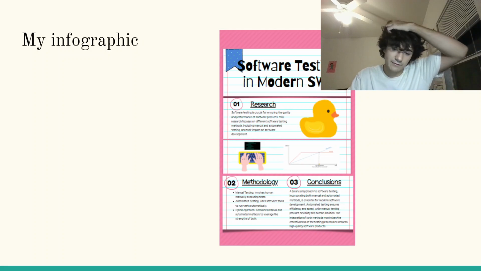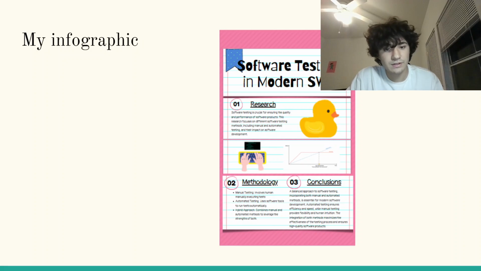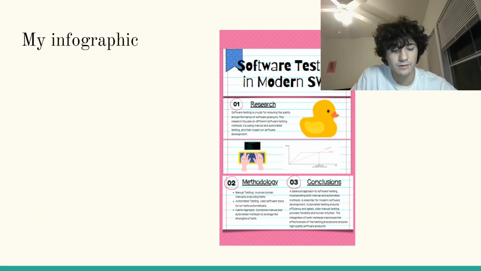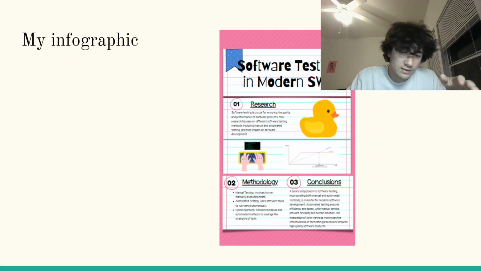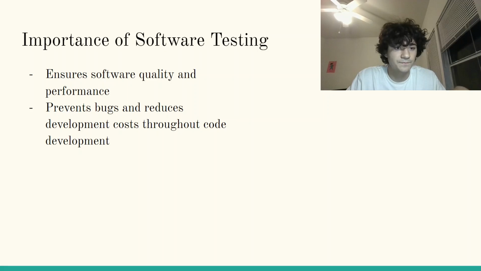So here was my infographic. The first section talks about why I found software testing to be important. The second section talks about the different methods of software testing, those being manual, automatic, and there's also a hybrid approach that combines the two. And the third section talks about the conclusions I drew from the research about those different types of software testing. And we'll get into all of that in this presentation.